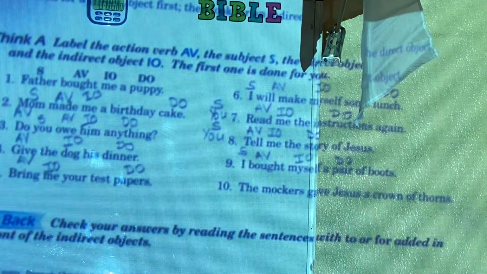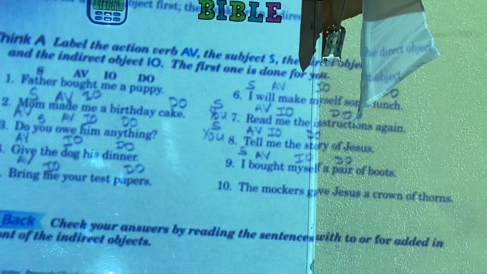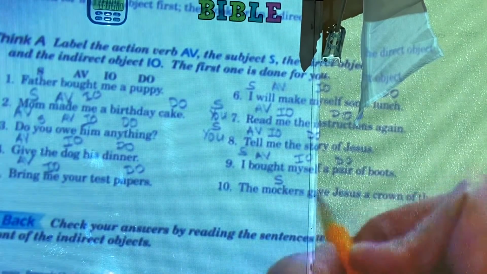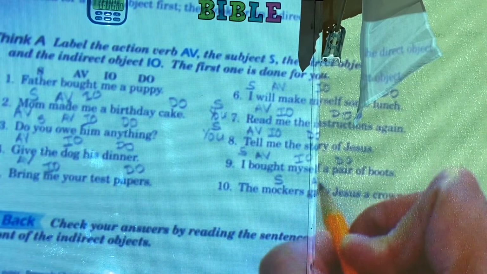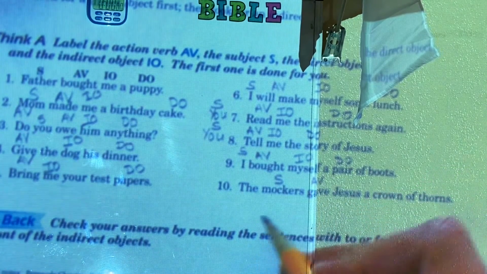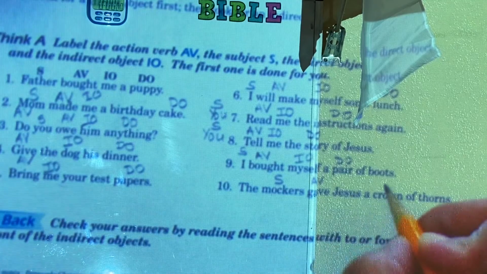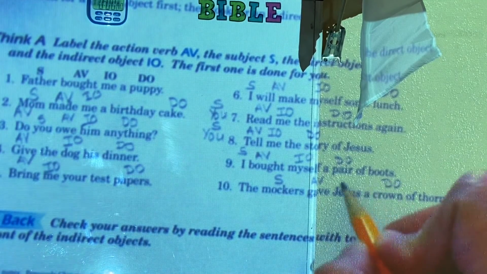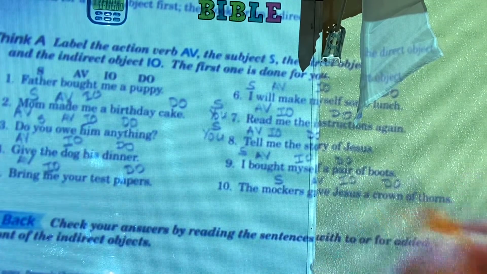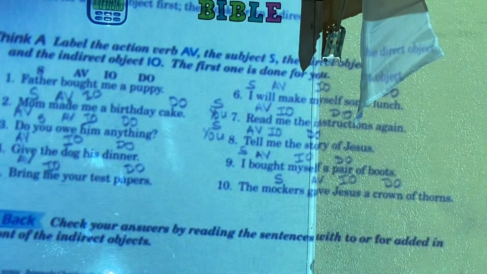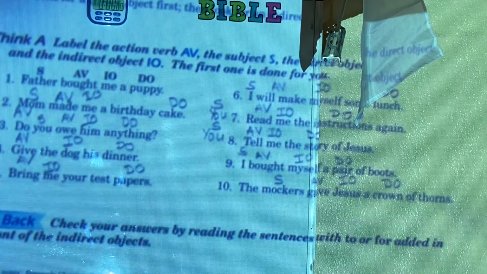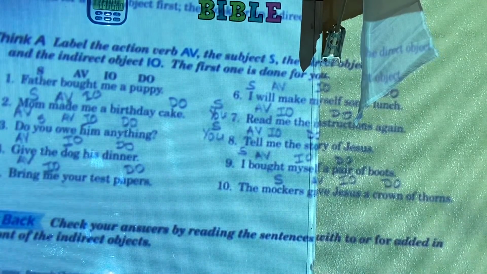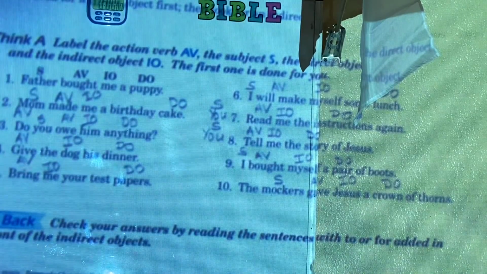The mockers gave Jesus a crown of thorns. Mockers are the subject. What did they do? They gave, so that's the action verb. What did they give? A crown, so crown would be the direct object. To whom? Jesus, so that's the indirect object. Okay? So that's how Think A should look.